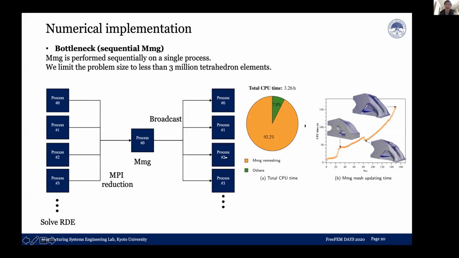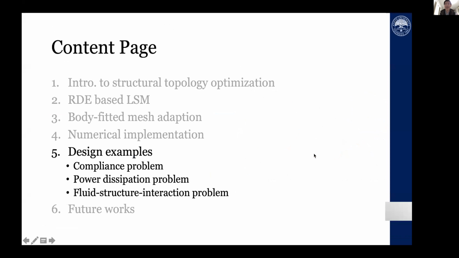So as we can see in this pie chart, currently over 90% of the time is taken to update the mesh using the sequential MMG package. So we hope to solve this problem in the near future. Next, we show several testing cases regarding 3 different classical design problems.